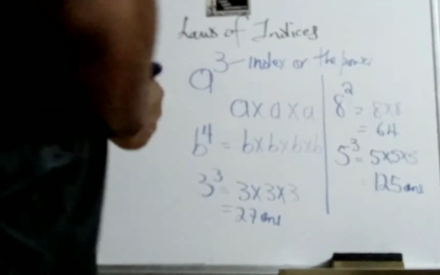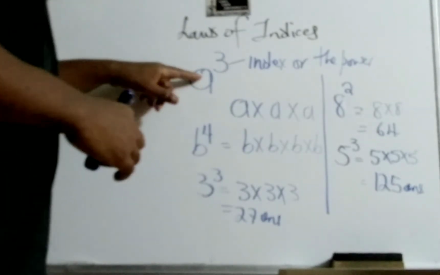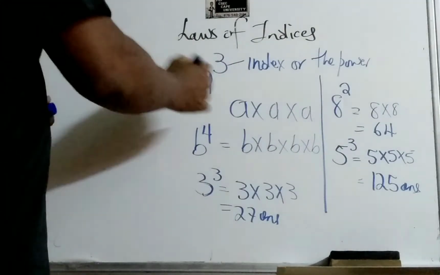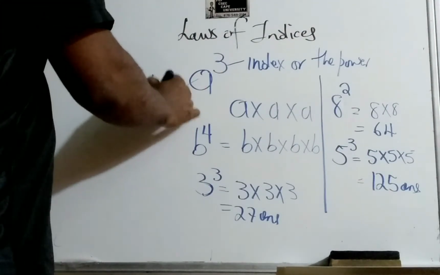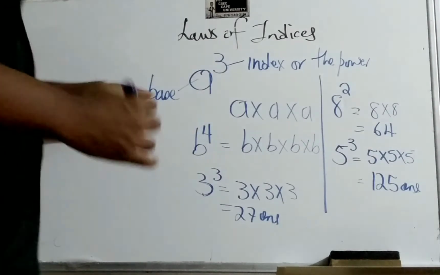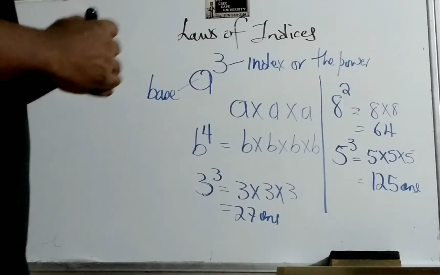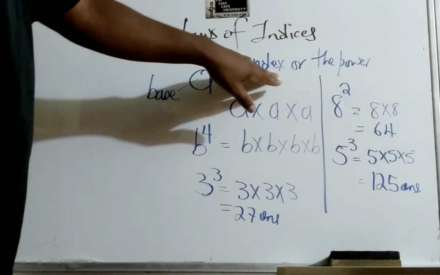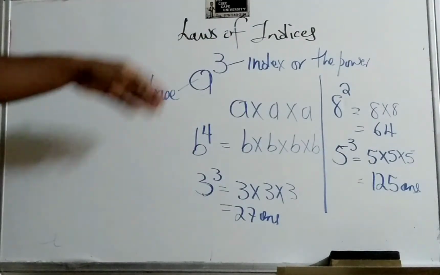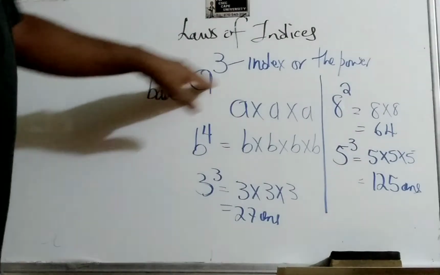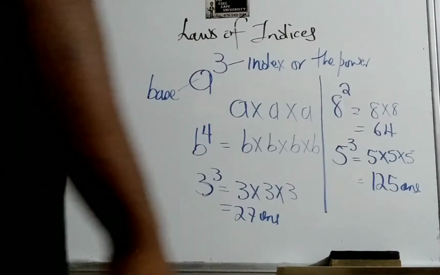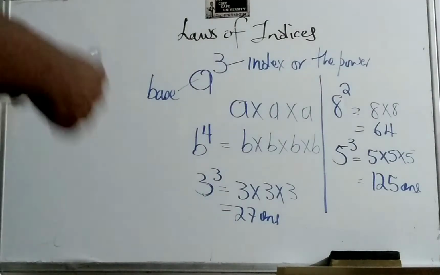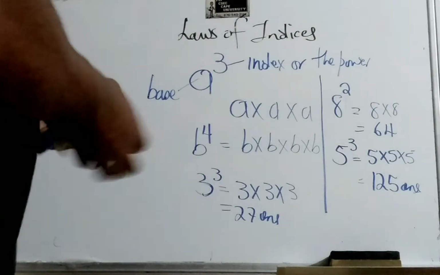So that's the first thing. This is known as the base. So we have the base and the index or the power. Now the base is the number and the index tells you how many times the base must be multiplied by itself. Alright, let us clean the board and go into another example.